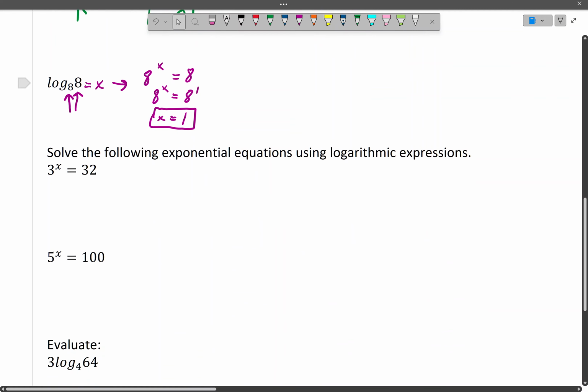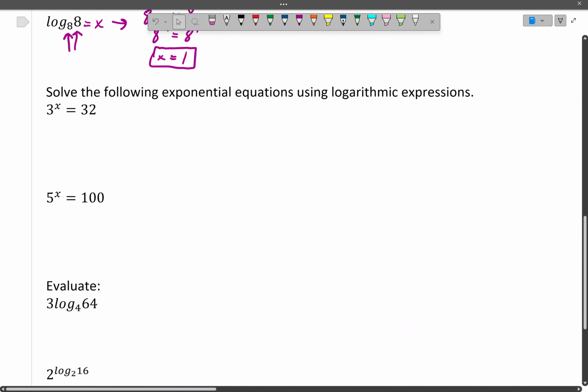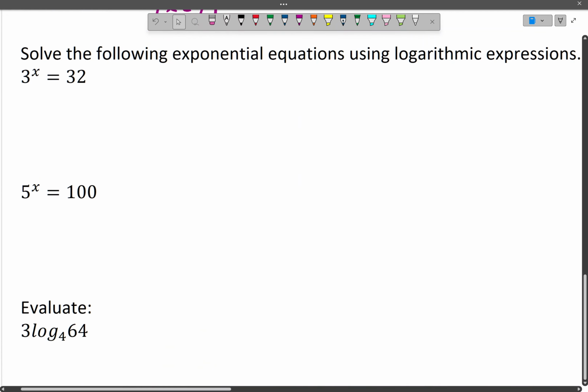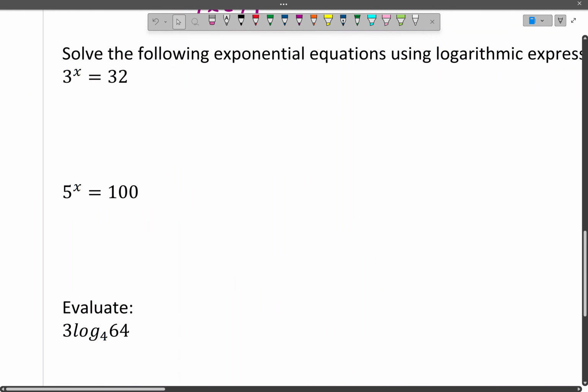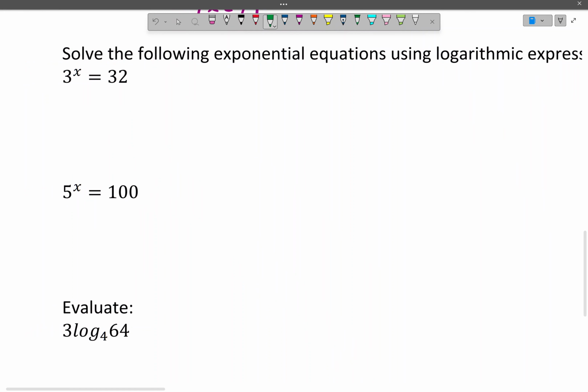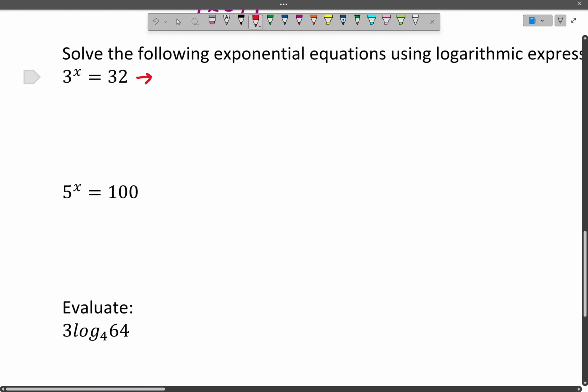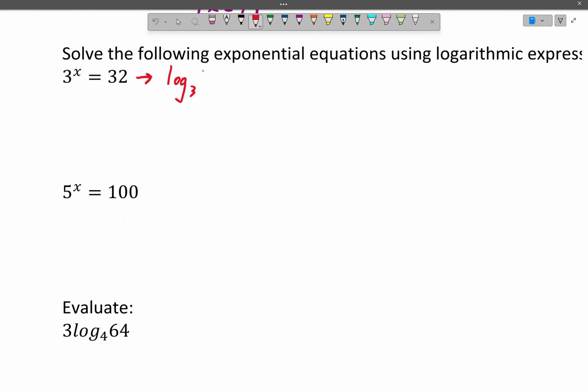Okay, so we have all these different logarithms that we've solved now, but now we're going to solve some exponential equations using logarithms. So before we were solving logarithms using exponentials, now we're going to use logarithms to solve exponentials. What we're going to do is simply rearrange this into the logarithmic form, and then we're going to be using our calculator. So this is log base 3 of 32 equals x.